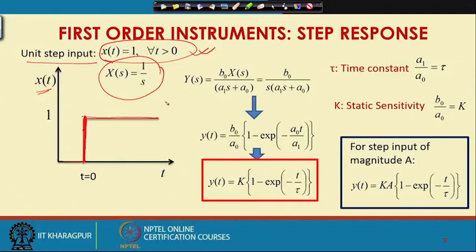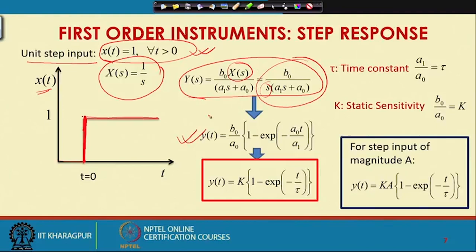So, put 1 by s in place of X(s), I have done it, and then if I take inverse of this, I get this, which is the output of the instrument for unit step input. Remember, B0 by A0 represents static sensitivity and A1 by A0 represents time constant. So, this equation becomes y(t) equal to K into 1 minus e to the power minus t by tau. So, this equation represents the output of an instrument for a step input. So, this is the output of a first order instrument for a step input.